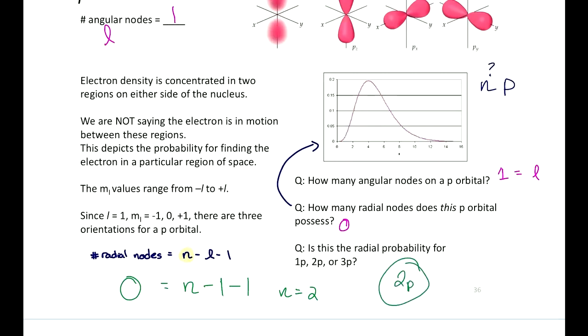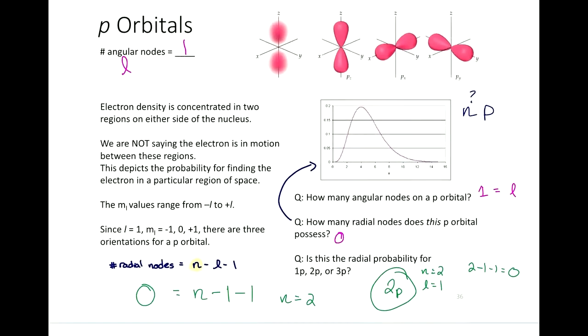And you can check your work at this point. 2p orbital, n equals 2, L equals 1. If you use the n minus L minus 1 equation, it's 2 minus 1 minus 1. There should be 0 radial nodes, and that's exactly what we see in this graph. So it's another radial node type graph question, but it's asked a little bit differently in this example. Okay, let's keep going.